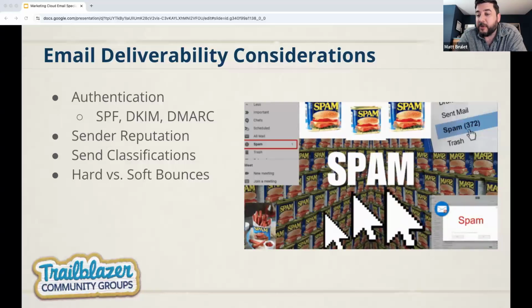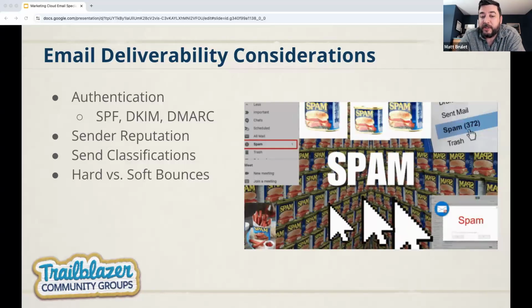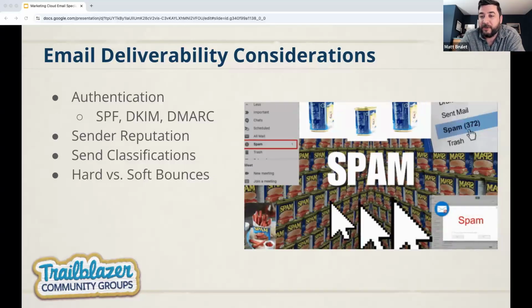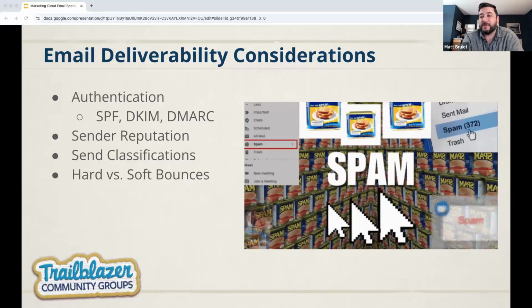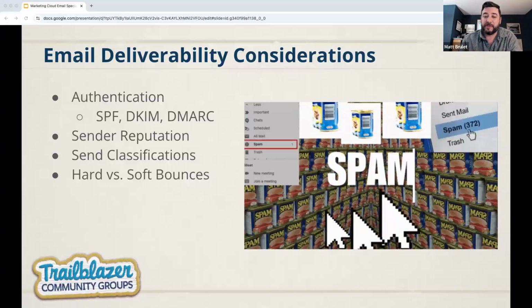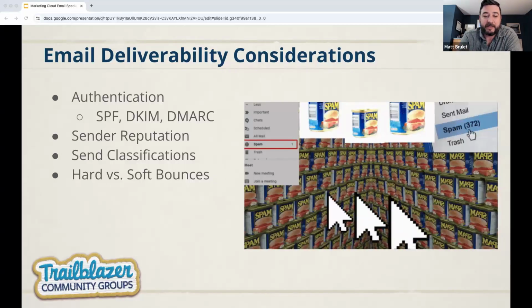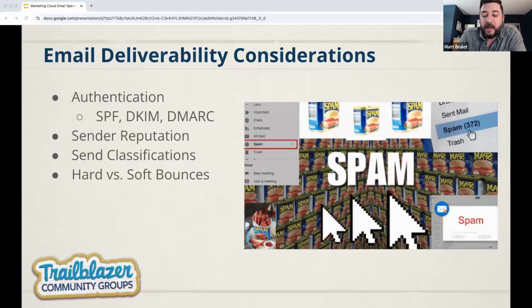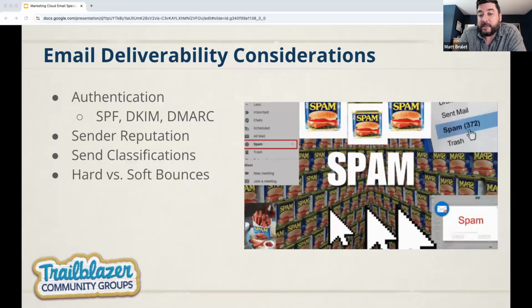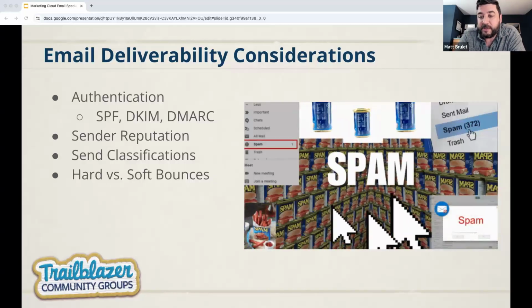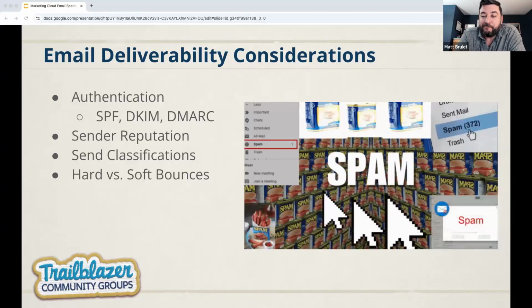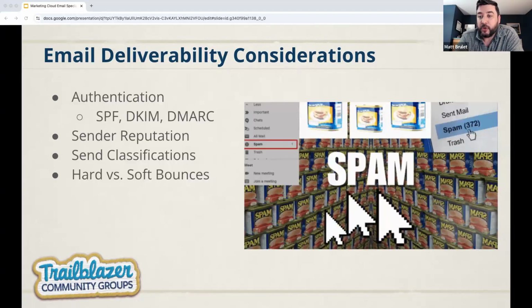Send classifications we touched on briefly. So transactional versus commercial. Is this a product shipment notification? That'll be transactional. Really anything that you think about, the subscriber took an action and you're responding to that action. That's going to be more your transactional sends. Commercial will be that you're offering something, whether it is your company's services, whether it's a product. It's pretty cut and dry.